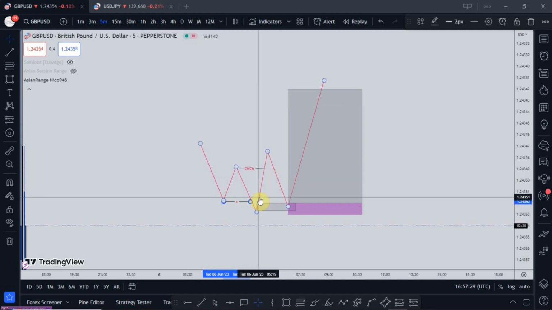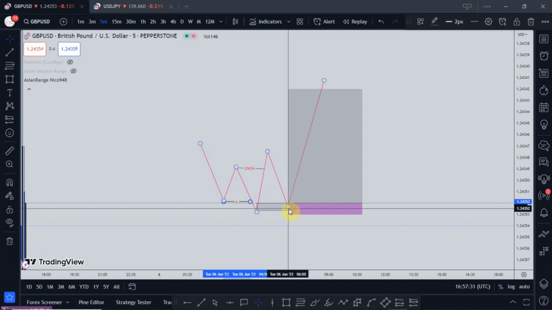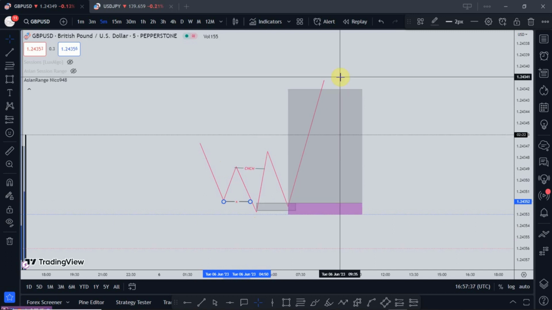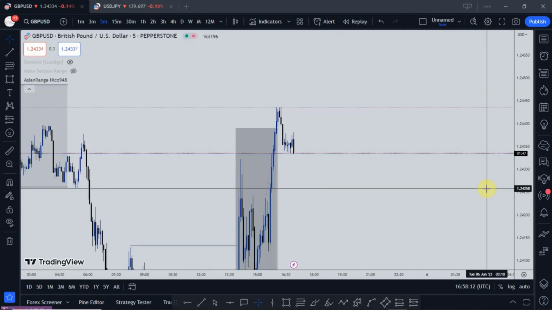Then we'll find another block somewhere here, or a demand zone somewhere here. Then we'll buy to the upside. That is if the Asian low was taken. Okay, if the Asian low was taken, that's what you do.